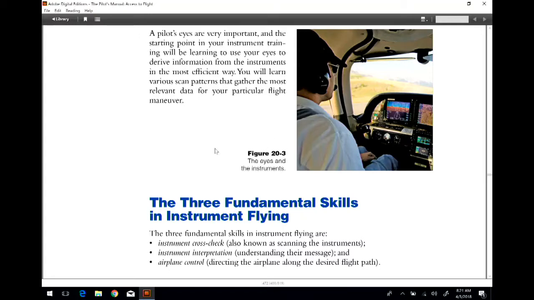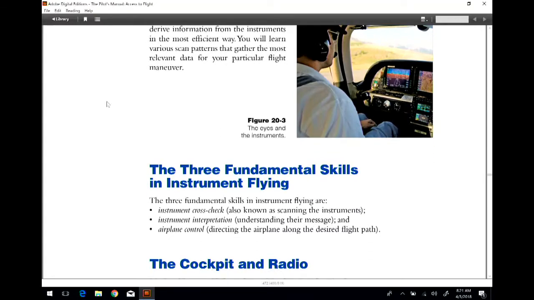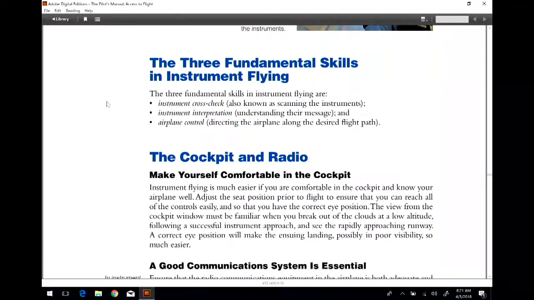These things here, these are the basics. The 3 fundamental skills in instrument flying. These are things that again, you might expect to see on a quiz near you. You have the instrument cross-check, instrument interpretation, and aircraft or airplane control.